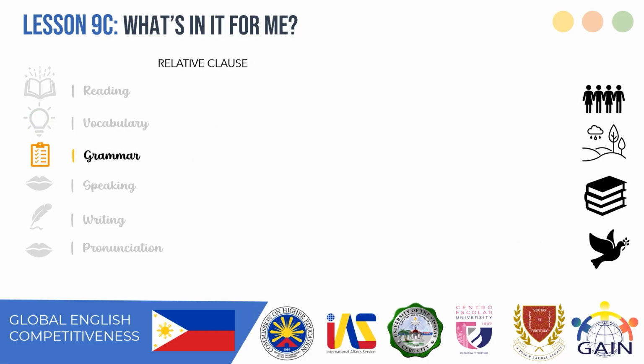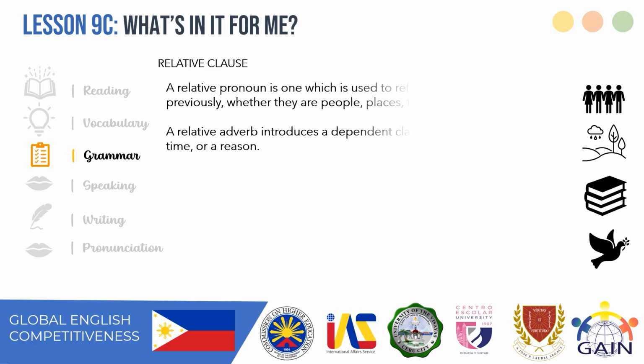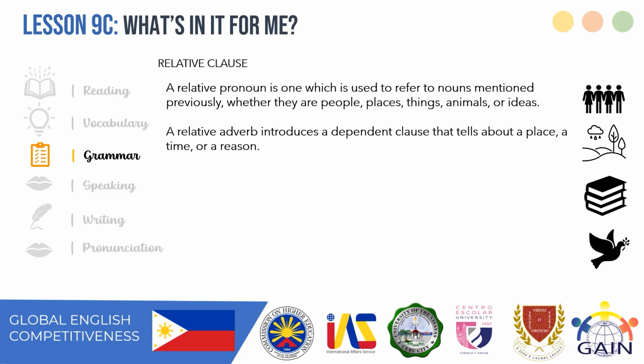Now for our grammar focus, let's talk about relative clause. A relative clause is a clause that contains a relative pronoun or a relative adverb. The people, places, things, animals, and ideas to which the relative pronoun refers is called its antecedent. A relative pronoun is one which is used to refer to nouns mentioned previously, whether they are people, places, things, animals, or ideas. A relative adverb, on the other hand, introduces a dependent clause that talks about a place, time, or reason.